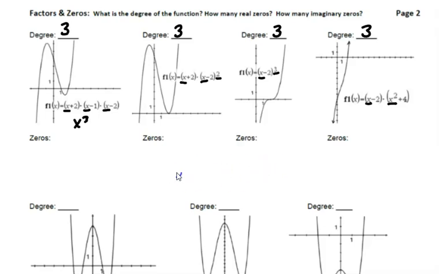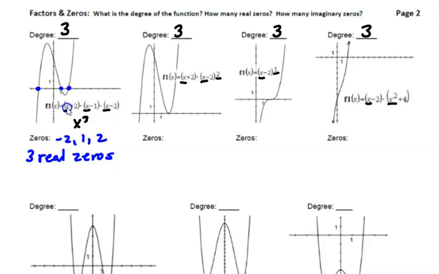We notice here on the first graph that we have 3 distinct x-intercepts. All x-intercepts are real zeros. That means we have 3 real zeros here. Now we can actually read these numbers off the graph and see that it's -2, +1, +2. These correspond to the 3 numbers that would make each factor equal to 0.